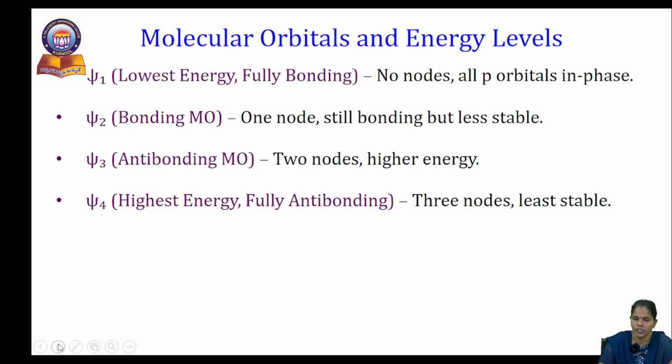Psi1: lowest energy, fully bonding, no nodes, all p orbitals in phase. Psi2: bonding molecular orbital, one node, still bonding but less stable. Psi3: anti-bonding molecular orbital, 2 nodes, higher energy. Psi4: highest energy, fully anti-bonding, 3 nodes, least stable.